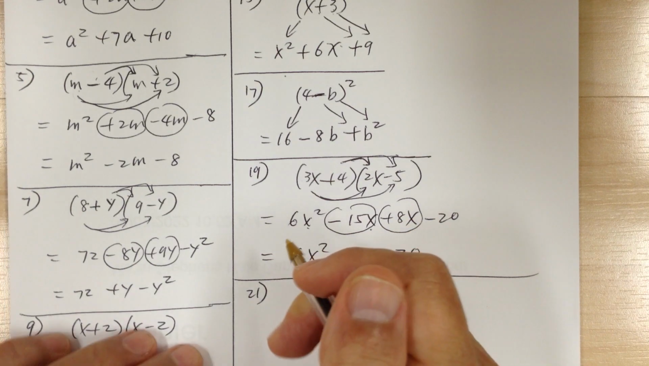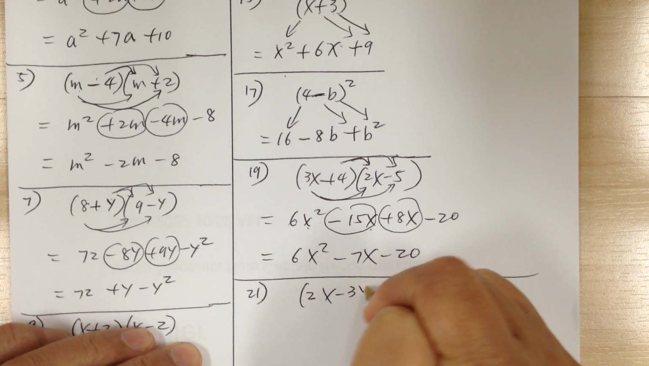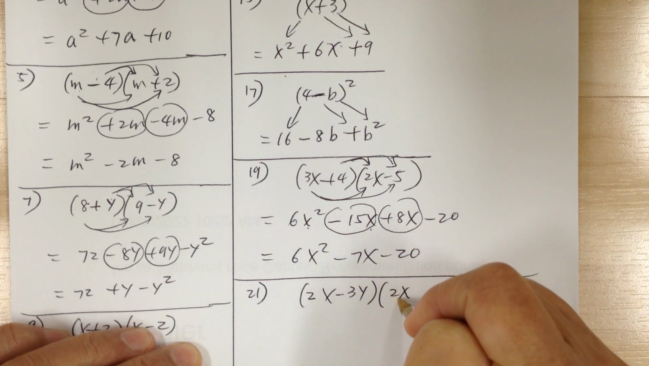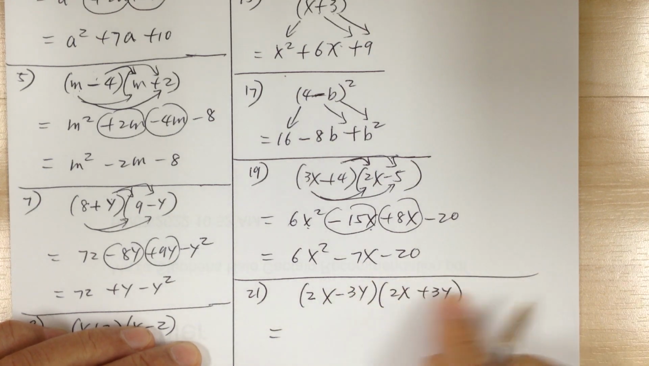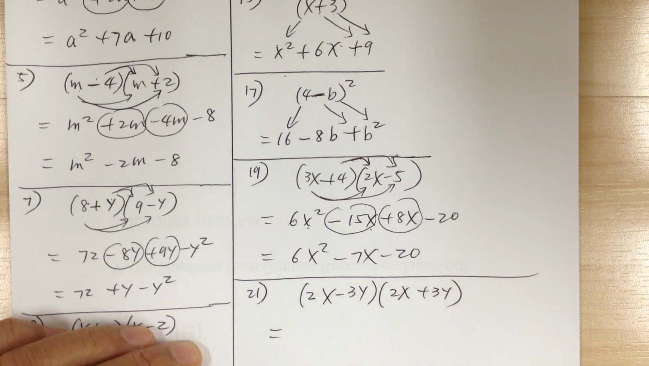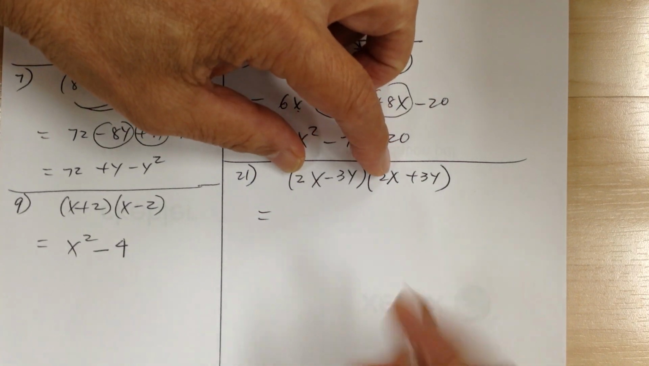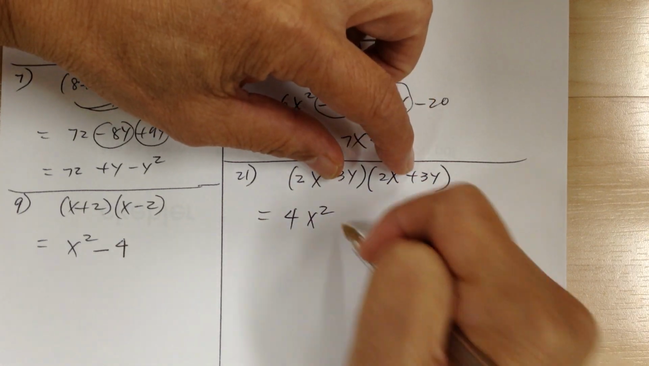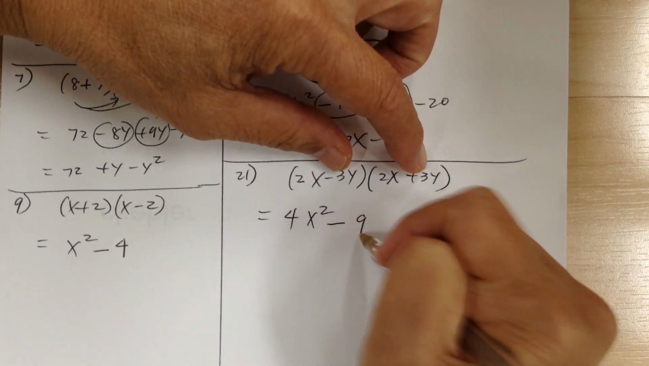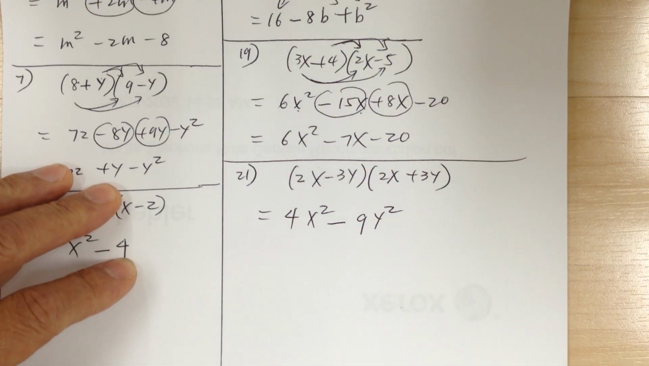Next one, number 21. We have 2x minus 3y times 2x plus 3y. Okay, so again, this is a conjugate. Conjugate is everything the same except one is plus, one is minus. So again, when you have a conjugate, you just multiply the matching part. So 2 times 2 will give you 4. x times x will give you x squared. Minus times plus will give you minus. 3 times 3 will give you 9. y times y will be y squared. And that's it. Okay? So a conjugate is very nice. Okay, let's go to the next one.